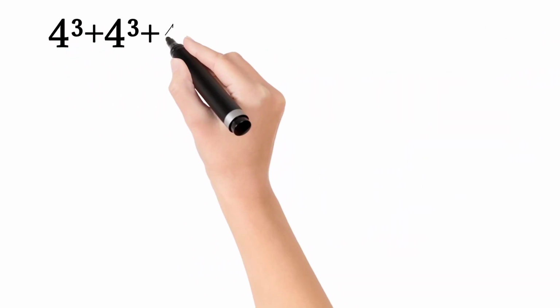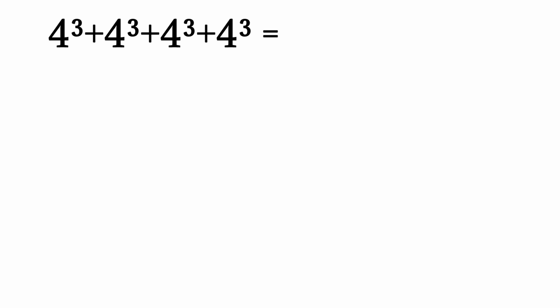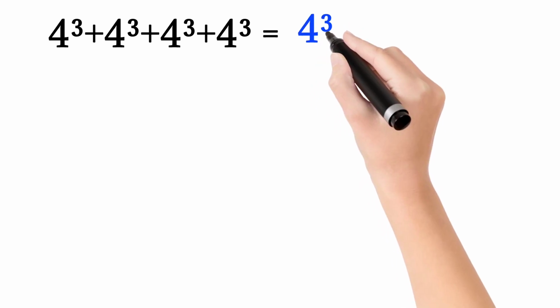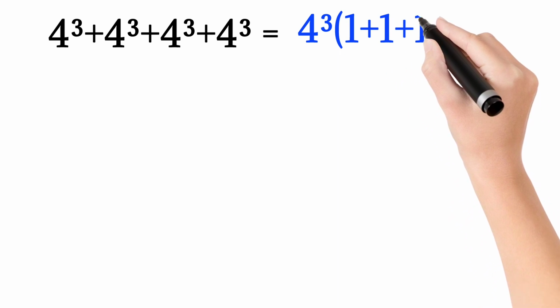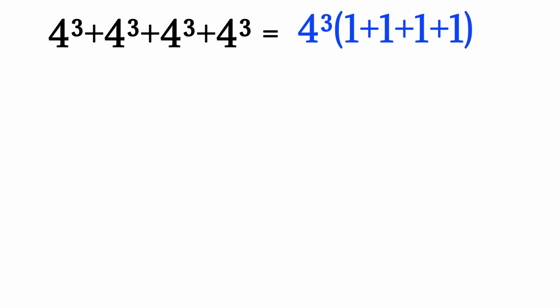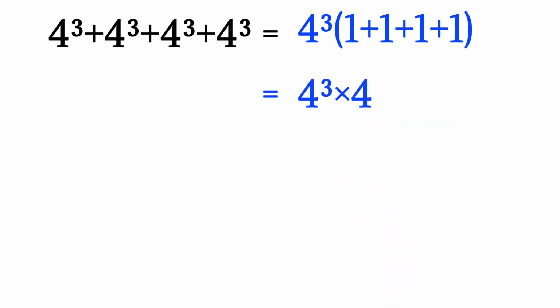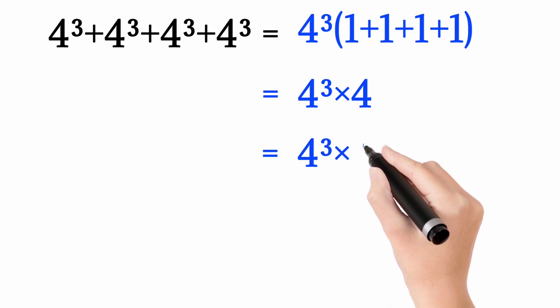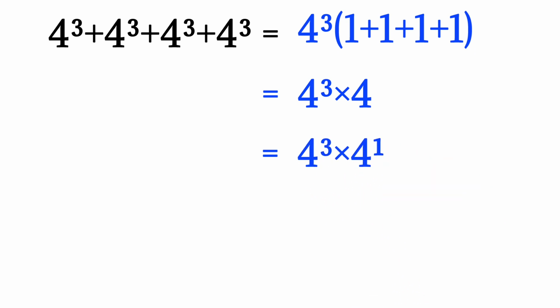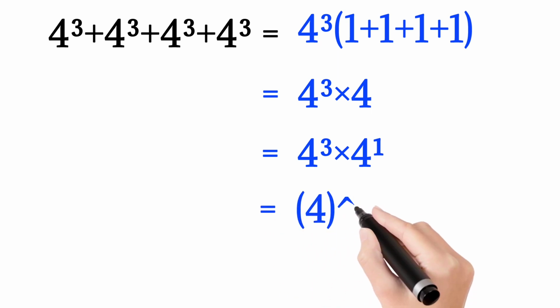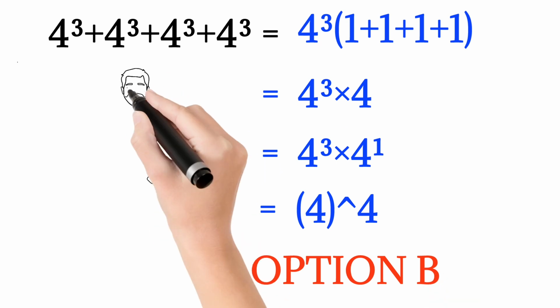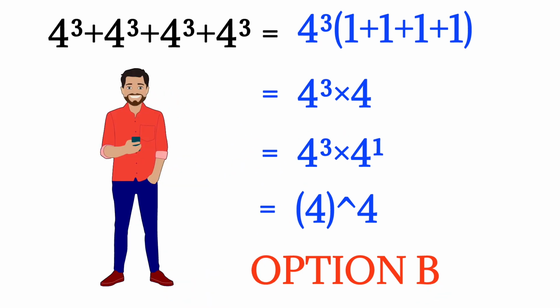We can clearly see 4 to the power of 3 at 4 places. So we can take it common, therefore it will become 4 to the power of 3 bracket 1 plus 1 plus 1 plus 1. Now we can write it as 4 to the power of 3 into 4. Which can also be written as 4 to the power of 3 into 4 to the power 1. Now we have to apply the identity a to the power m into a to the power n, which is equal to a to the power m plus n. Hence it will become 4 to the power 4. Which is option B.